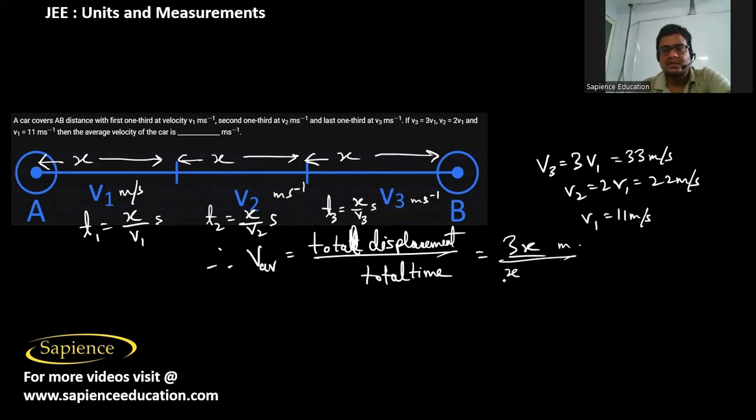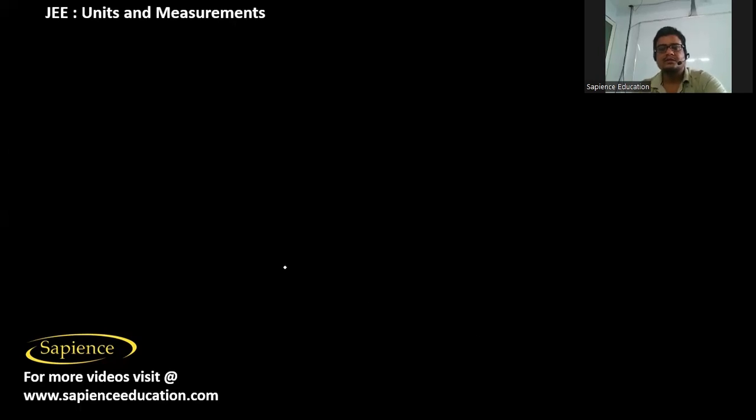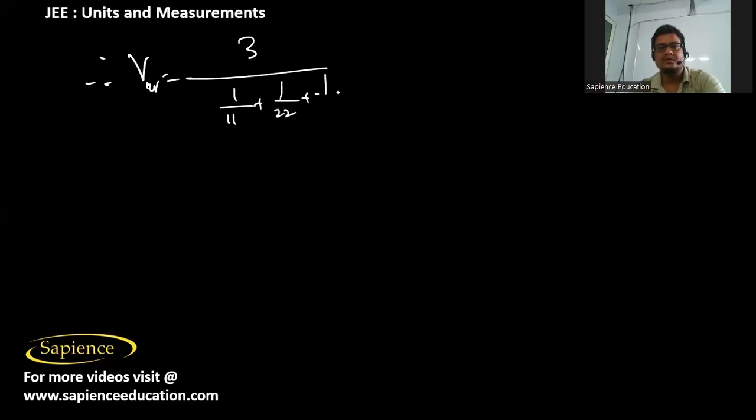So this will be 3x by v1 plus x by v2 plus x by v3 seconds. So that will be equal to, x I can take common and cancel out. This will be 3 by (1 by v1 plus 1 by v2 plus 1 by v3) meter per second. So therefore the average velocity will be equal to 3 by (1 by v1, that is 11, plus 1 by v2, that is 22, plus 1 by v3, that is 33) meter per second.